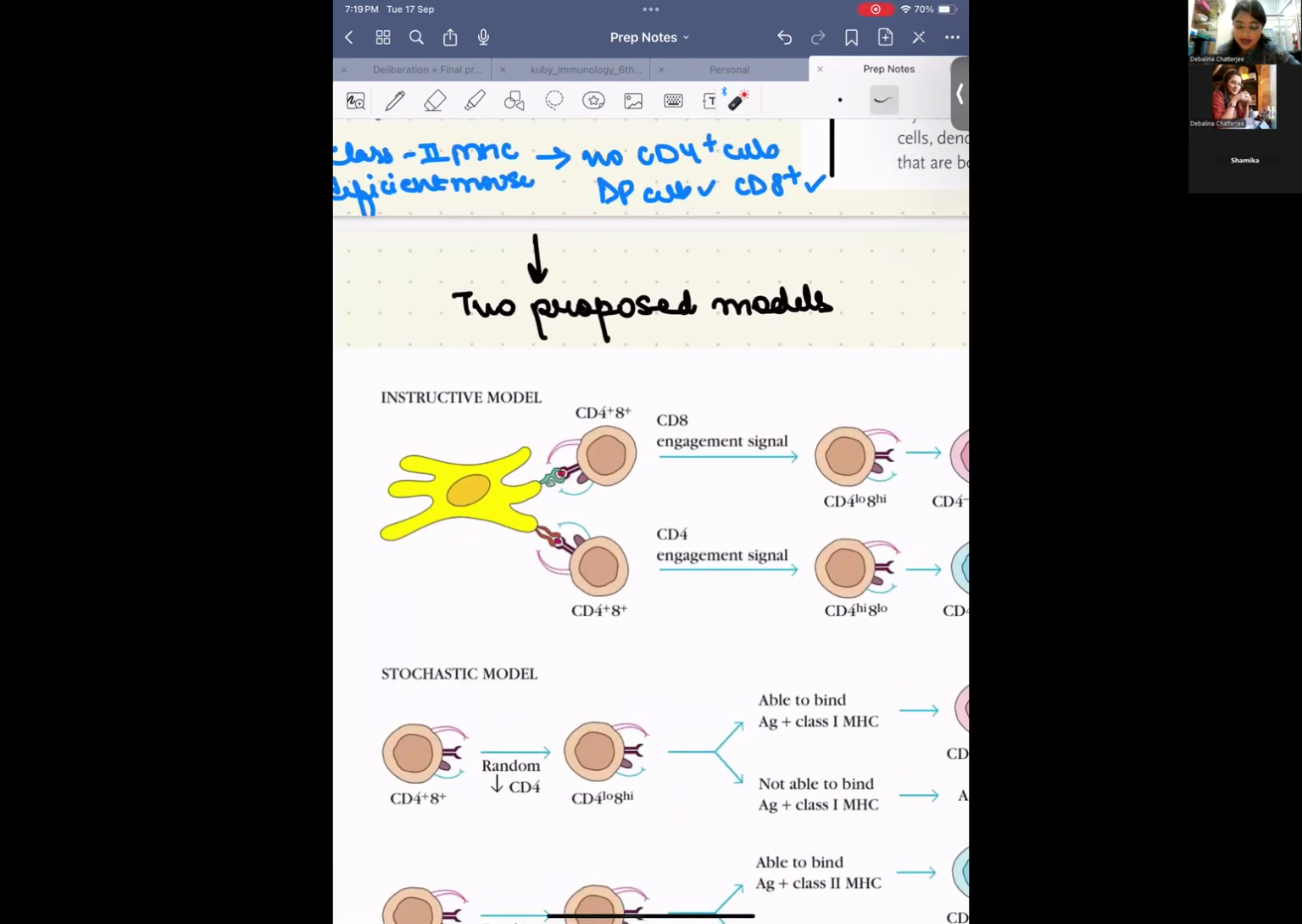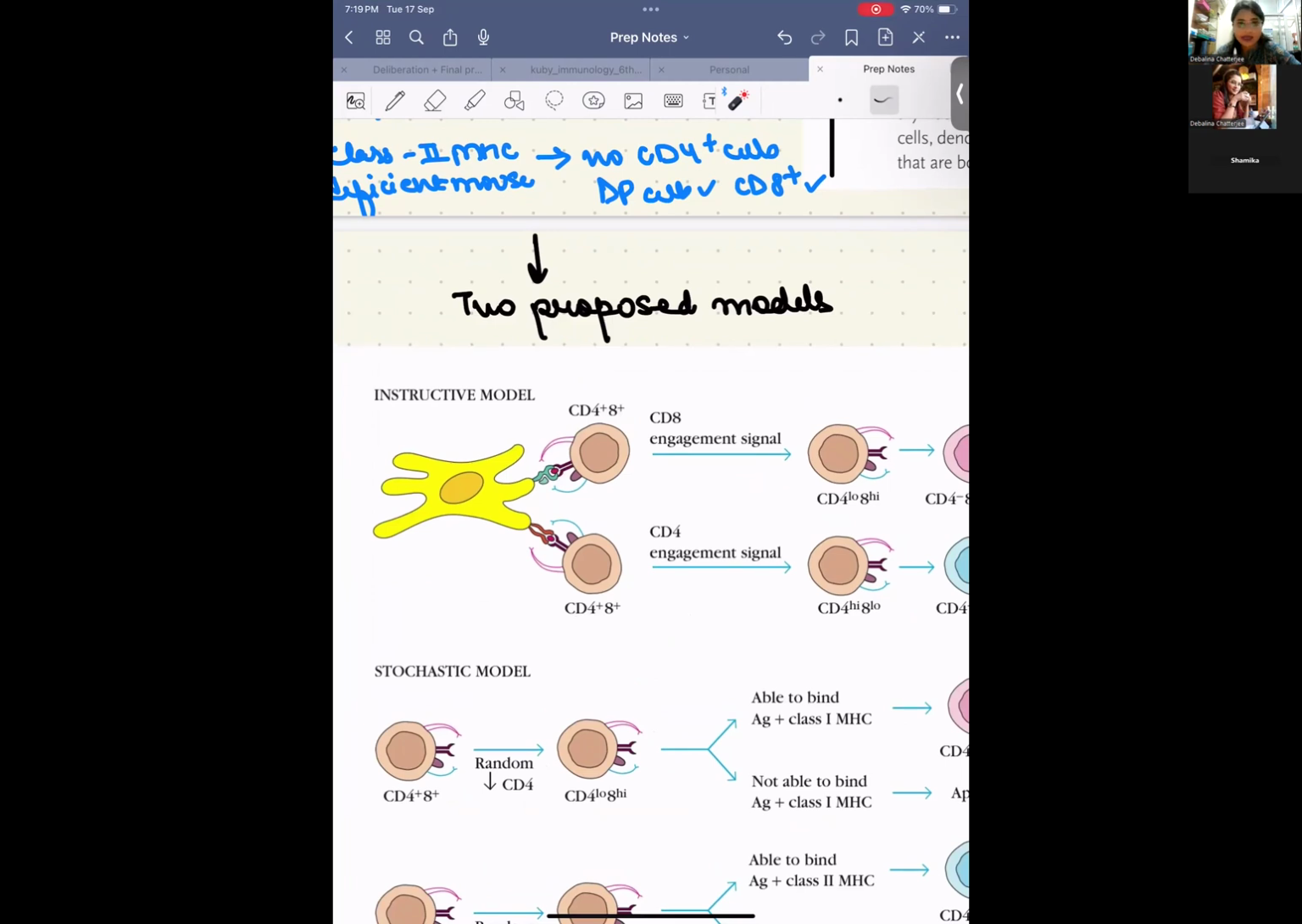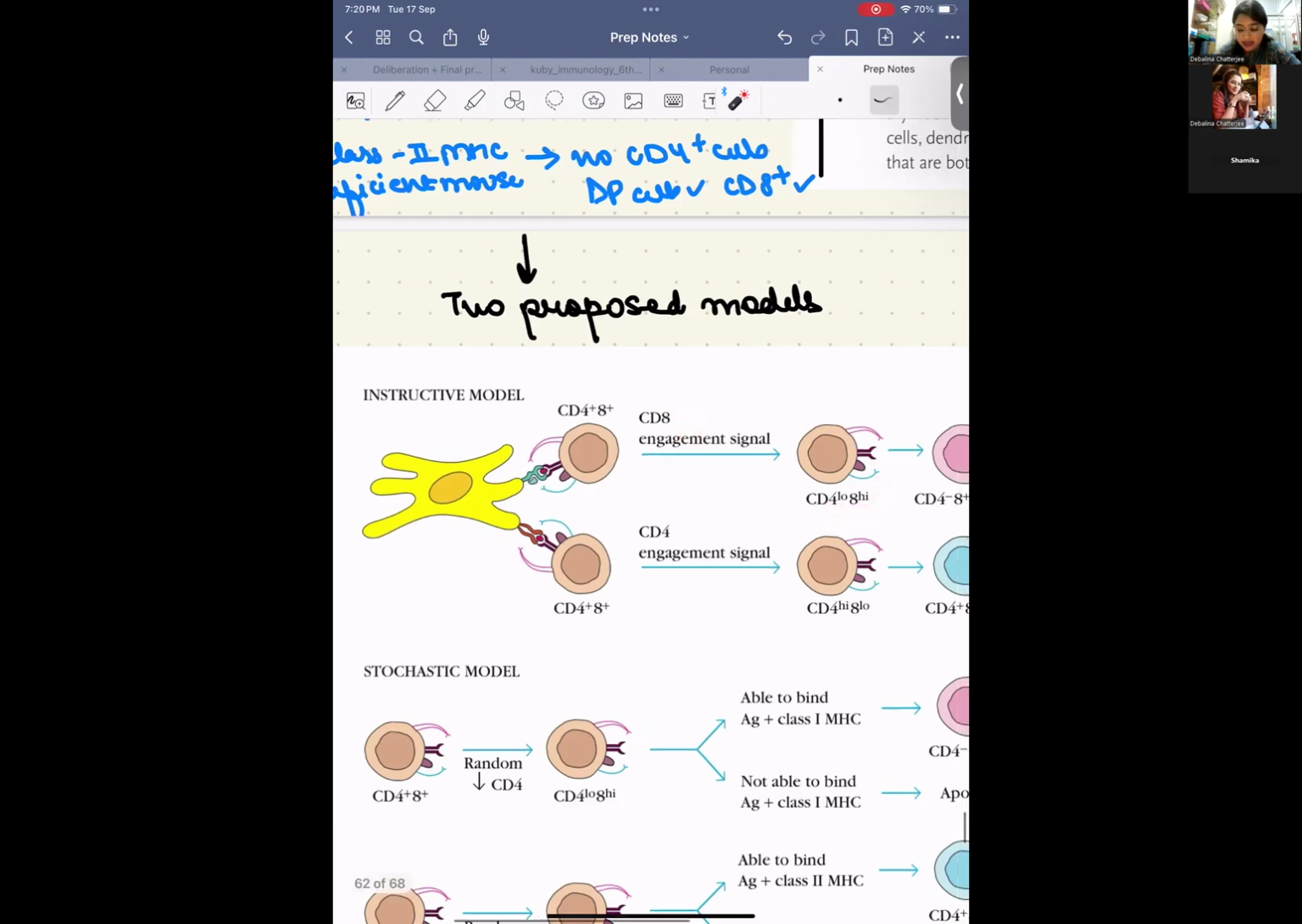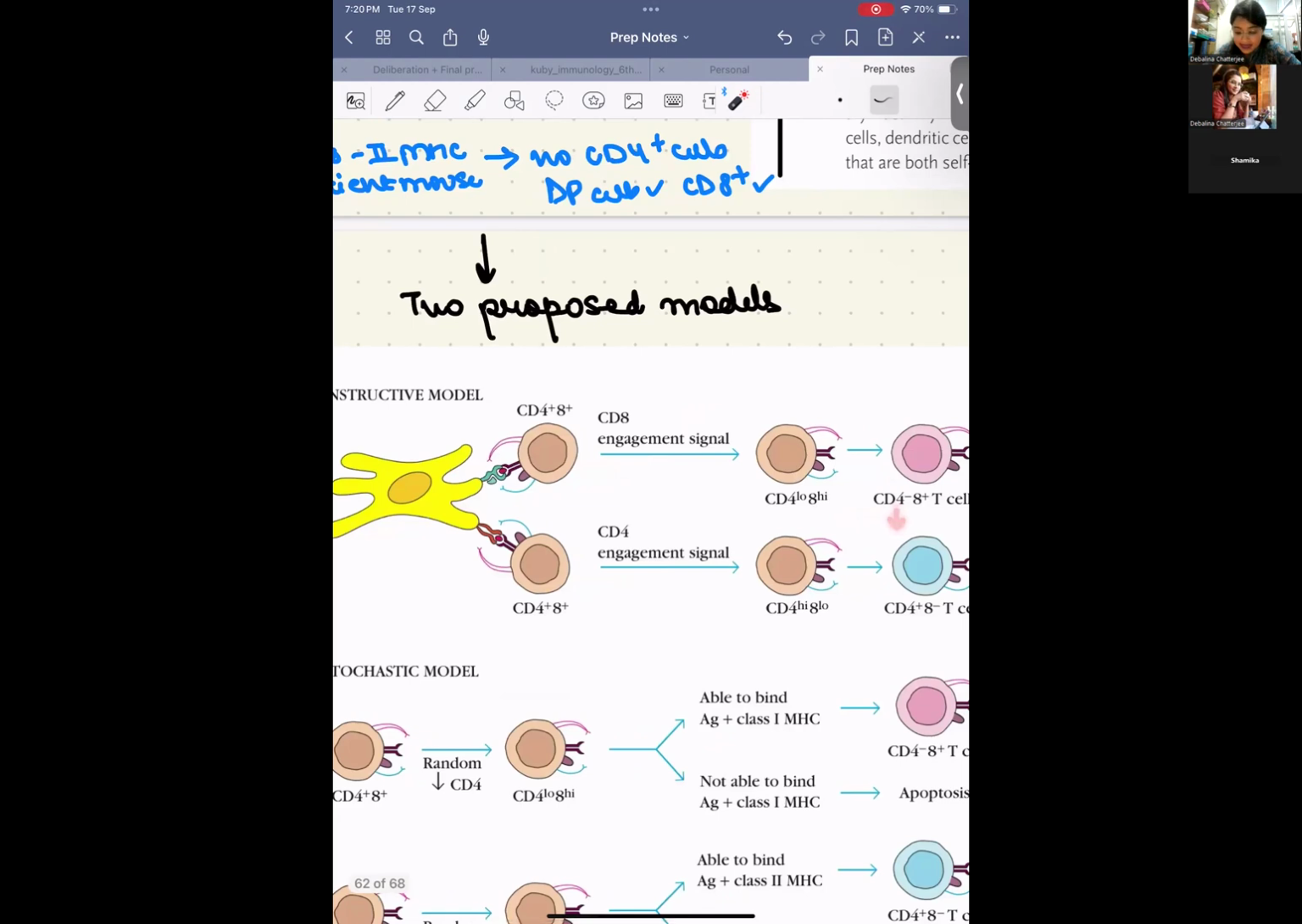So antigen contact is being made by the TCR. The TCR in both cases is able to interact with the antigen. If the engagement is of the CD8 co-receptor, if you look here in green, if we have the green co-receptor engaging, we have a CD8 engagement signal, and eventually CD8 is going to be higher and CD4 will be low. Ultimately, CD4 will be negative and CD8 positive cells will form.